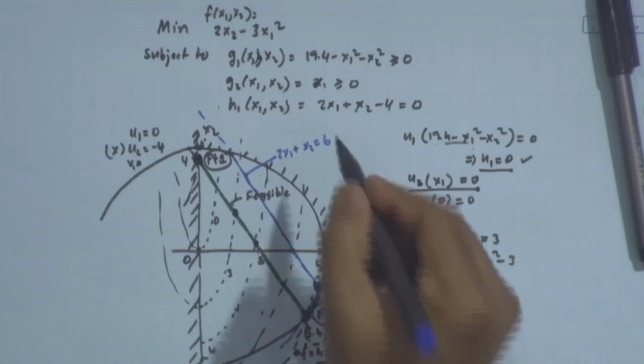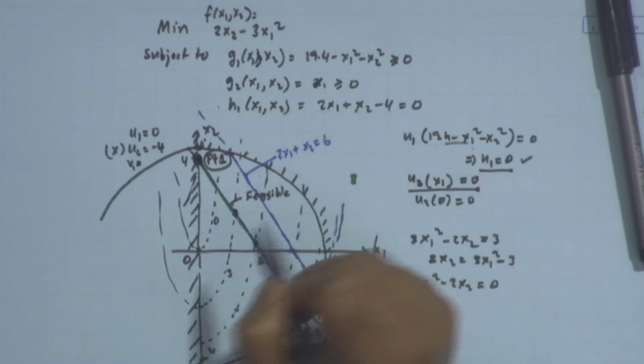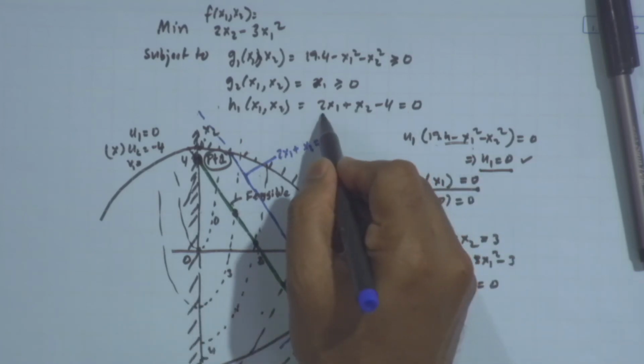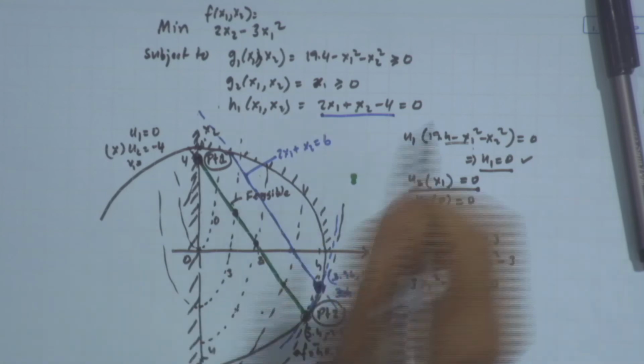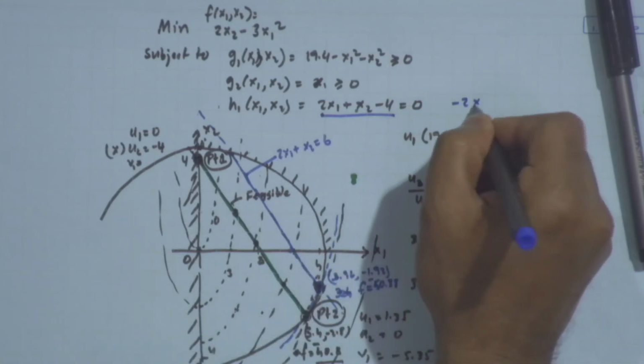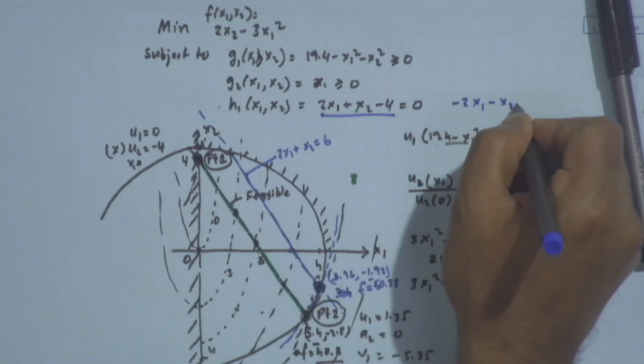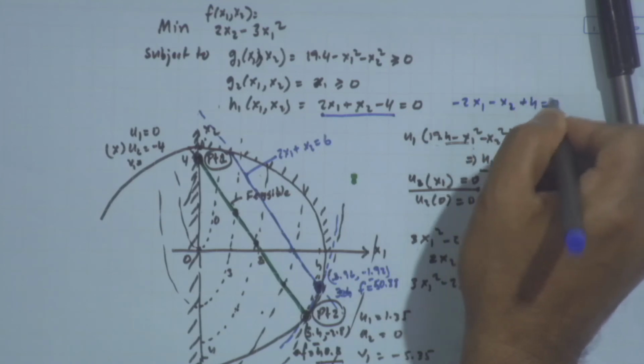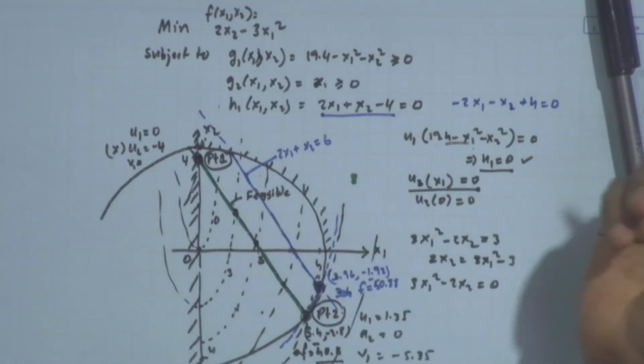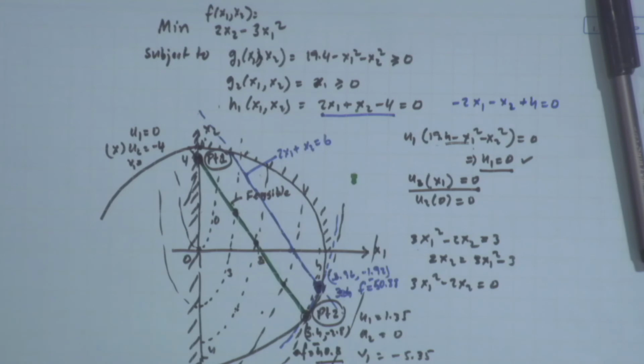V1 turned out to be negative, right? Yeah, it can be negative. So what is the significance of that? Why can it be negative? Why not for the inequality? Well, the equality constraint, what is the equality constraint? 2x1 plus x2 equal to 4. So I can write it this way. I can also write it as minus 2x1 minus x2 plus 4 equal to 0, multiplying by minus 1. So I can do h(x) equal to 0 or minus h(x) equal to 0, same thing.